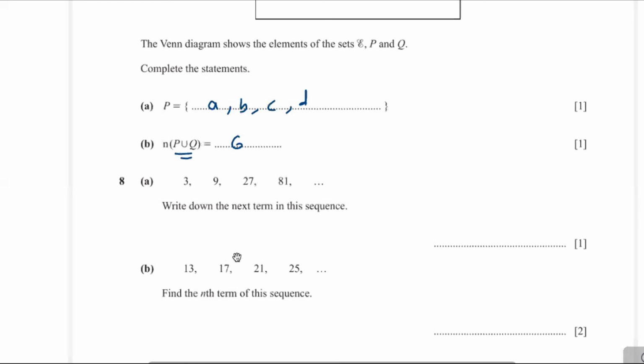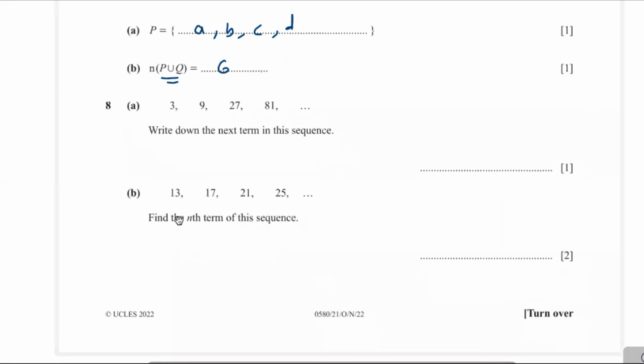Question number 8, part A. Write down the next term in this sequence. You see here it is very simple. This is the multiple of 3. You can write it as 3 power 1, and that is 3 power 2. This is 3 power 3, and this is 3 power 4. The next terms will be 3 power 5 and 3 power 6.